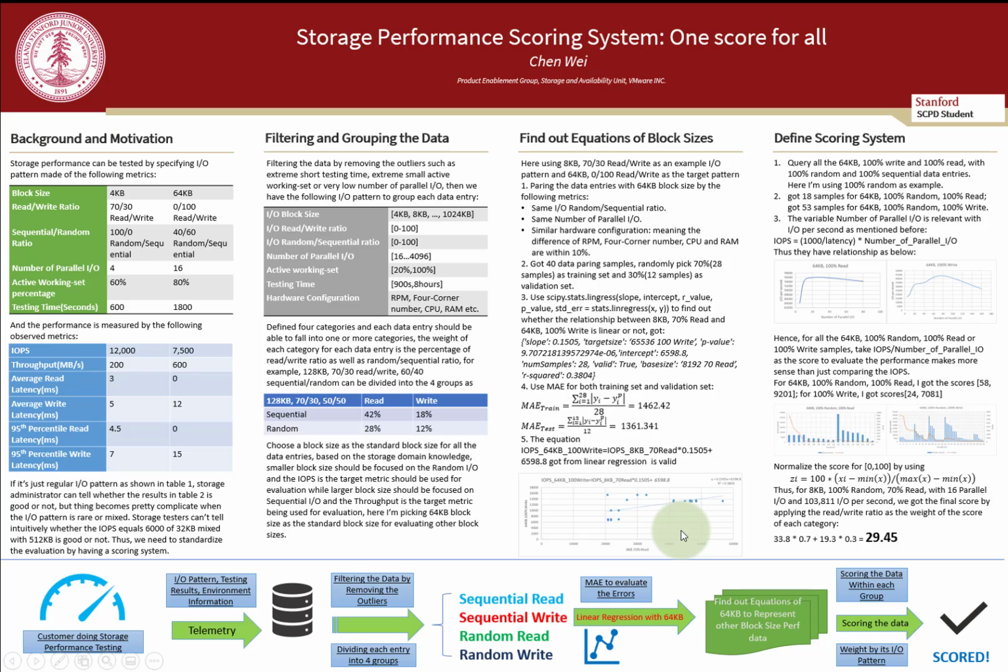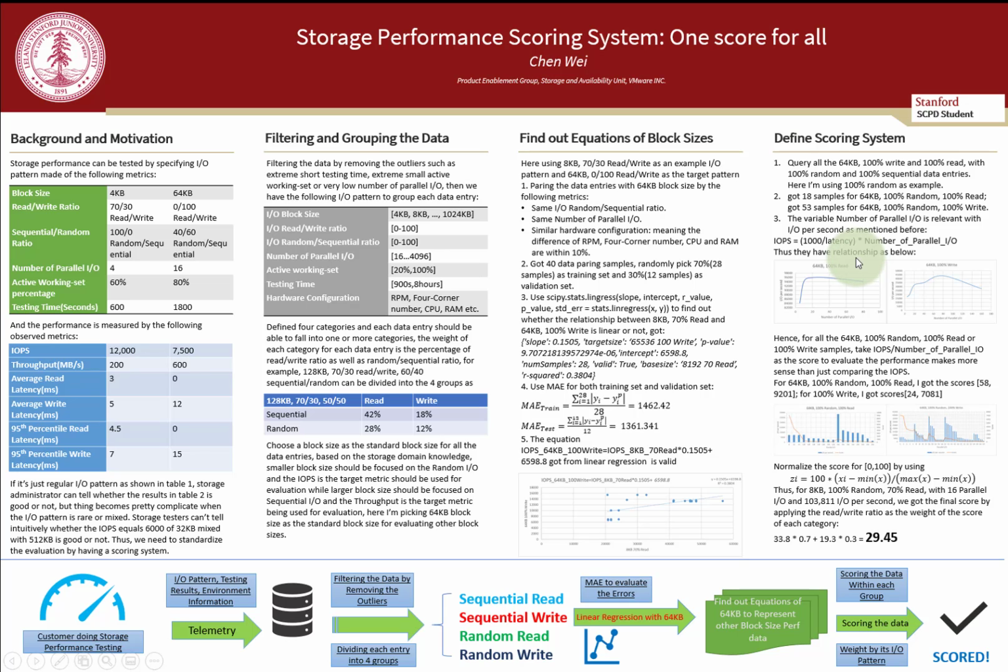The last step is to define a scoring system, basically how we should score the systems. Initially, you have to query out all the 64K four corner numbers, for 100% write, 100% read, 100% random, and 100% sequential, which you can see in this table. I query out all the data here, and I got 18 samples for 100% random, 100% read for 64 KB, and 53 samples for 100% random, 100% write. As you can see, we have such a relationship between the IOPS and latency as well as the number of parallel I/O.